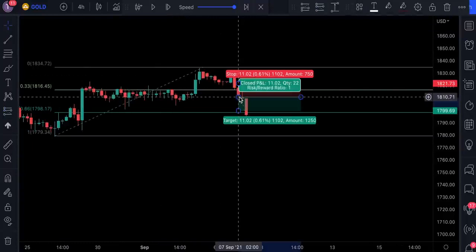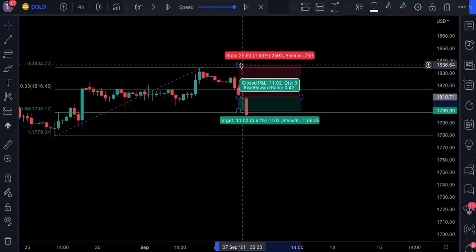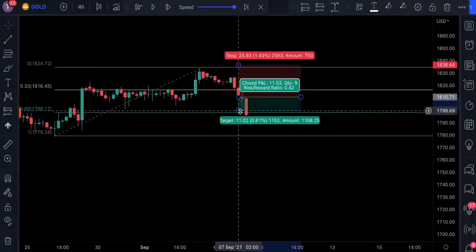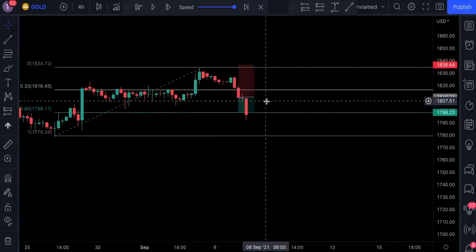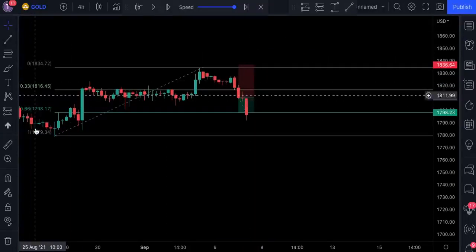Our stop loss will be set slightly above the 0 level. And the take profit target is going to be set at the 66% level. By the way, you have to remember that for short positions, the 0 is always above the 1.